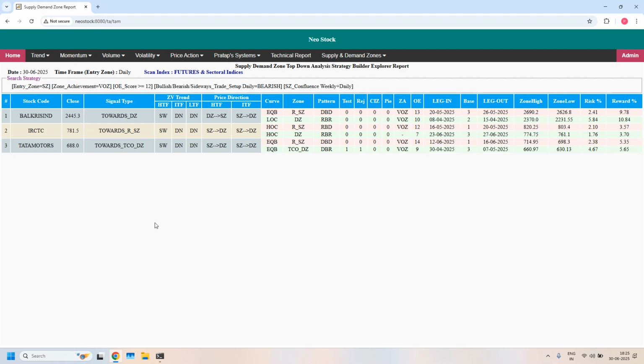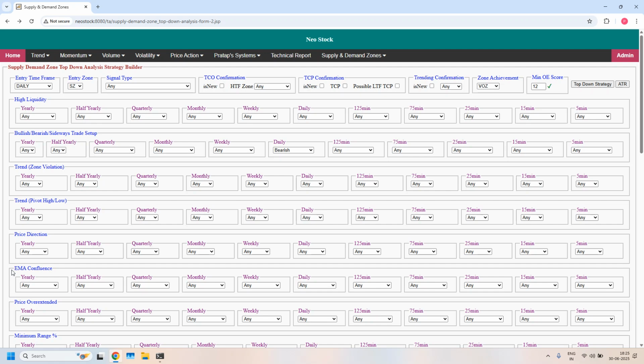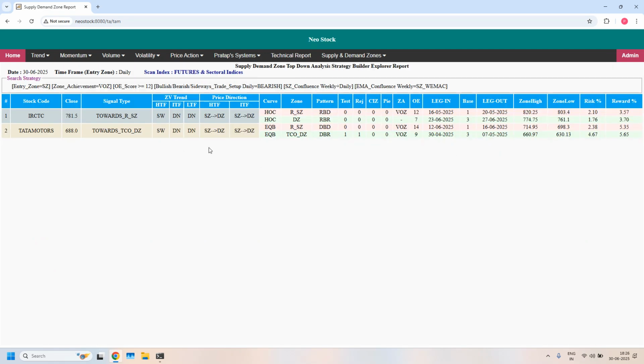So we can further filter based on EMA confluence. Because daily is overlapped with weekly, we are checking weekly supply zone with weekly EMA confluence. Out of 3, 2 are filtered. So that way these 2 daily supply zones might be having stronger institutional order flows, provided Lesson 20 concepts are satisfied. Lesson 20 checklist items.